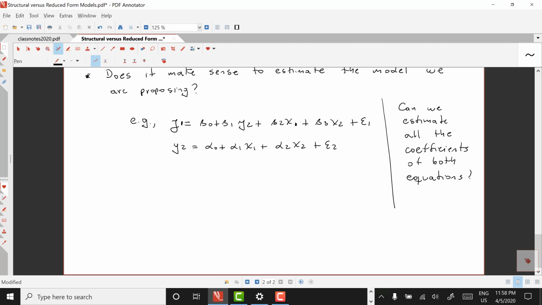Okay, and the answer is going to be no. This is the problem of identification. So the answer is no. Only the second equation can be estimated. The first equation we're not going to be able to estimate.